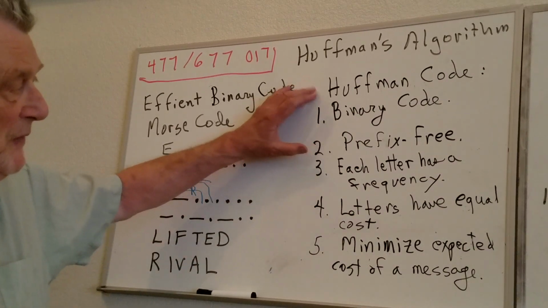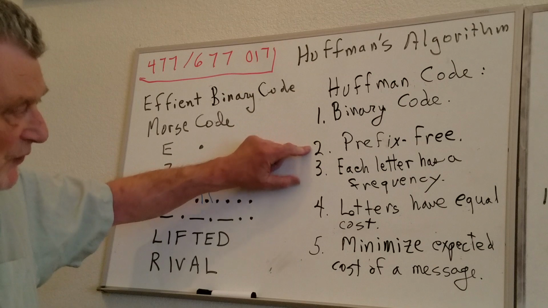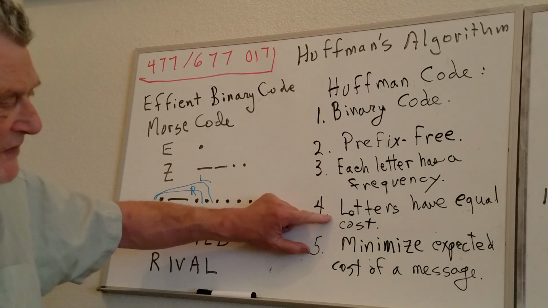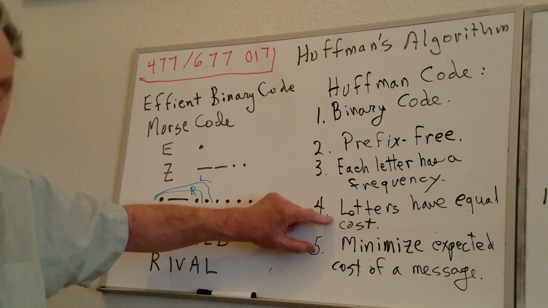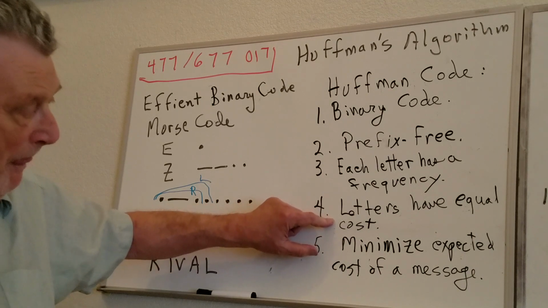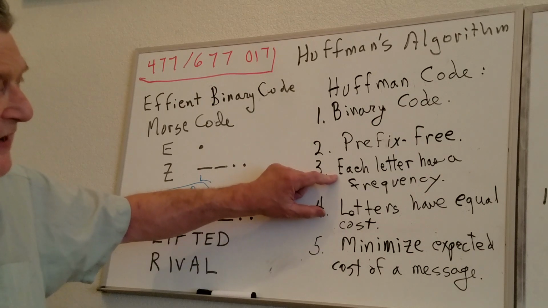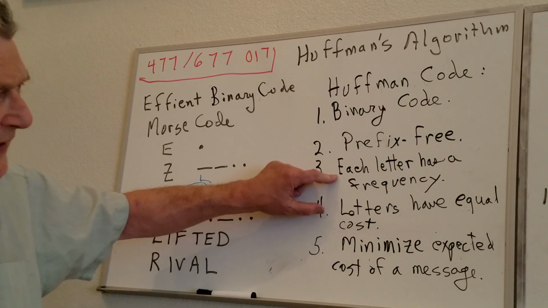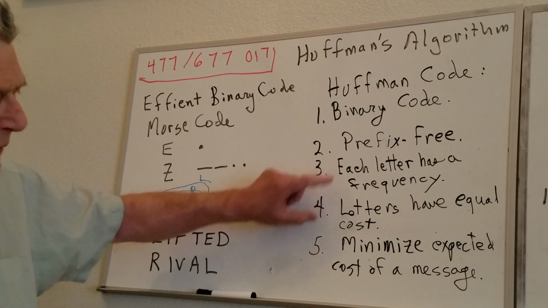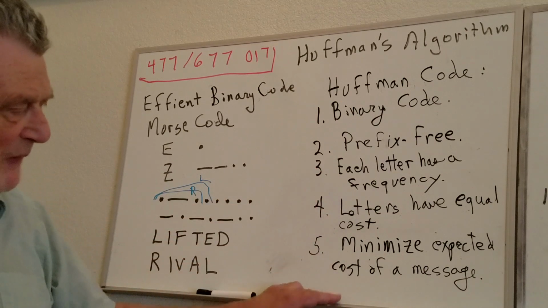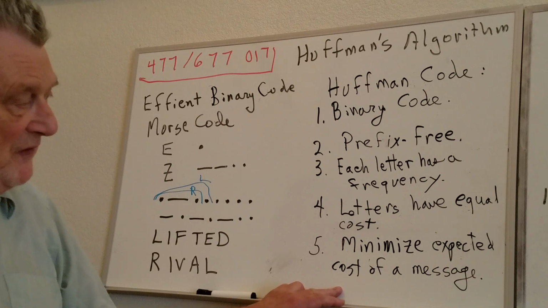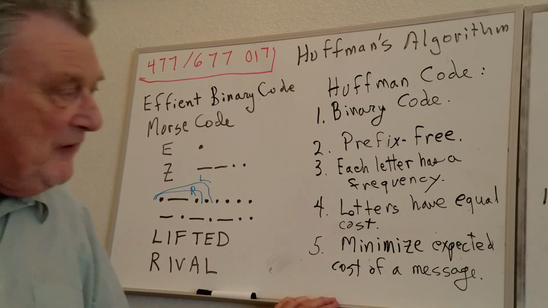All right, we would like to have a binary code. It's called a Huffman code. It's a binary code. It's prefix free. And the letters have equal cost, meaning that 0 and 1 both cost the same amount to transmit. But each letter has some kind of frequency, like E occurs much more often than Z. And what we're trying to do is to minimize the expected cost of a message using that alphabet with those frequencies.